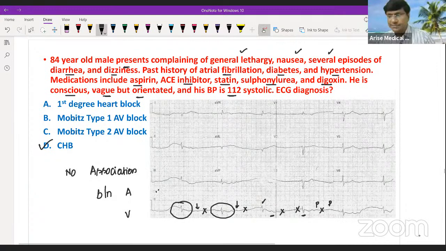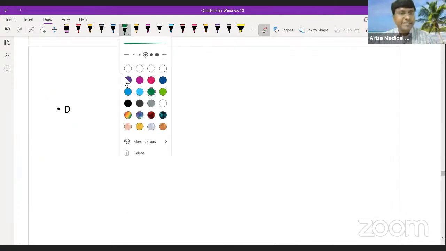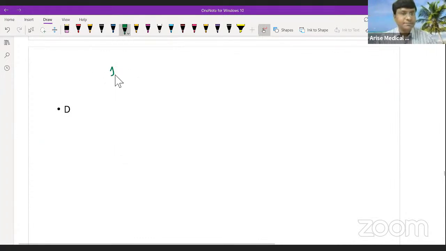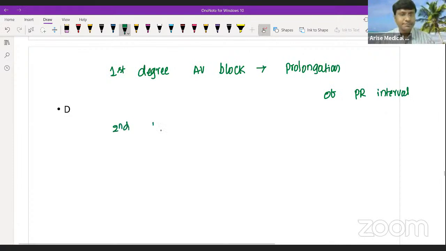How do you diagnose the others? Let me explain briefly, in a nutshell. In first degree AV block, there will be prolongation of the PR interval. That's all. There will be prolongation of PR interval in first degree AV block.